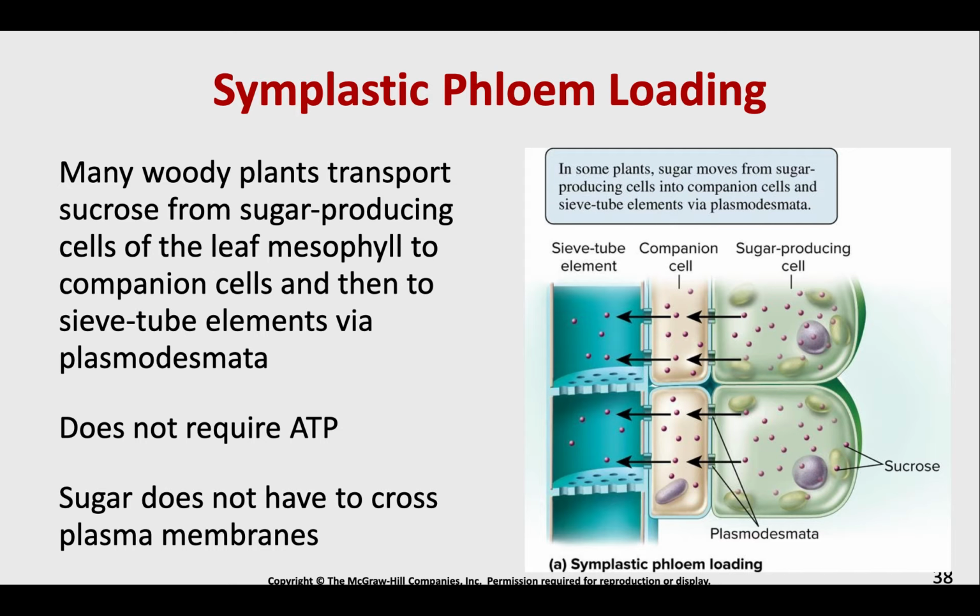So if we look at this symplastic phloem loading, we see that we have our sugar-producing cells, and we have our companion cells right next to our sieve tube elements. So essentially, our sugar-producing cells are producing sugars. Remember all the way back to, I believe it was day two, where we talked about the plasmodesmata. They're plasma membrane-lined channels that directly connect cells to one another. So you don't have to go through a cell wall or go across a plasma membrane. Those sugars are traveling directly to the companion cell via those plasmodesmata, and then directly into the sieve tube elements via the plasmodesmata. This doesn't require any energy, doesn't require ATP, and we don't have to cross any plasma membranes.